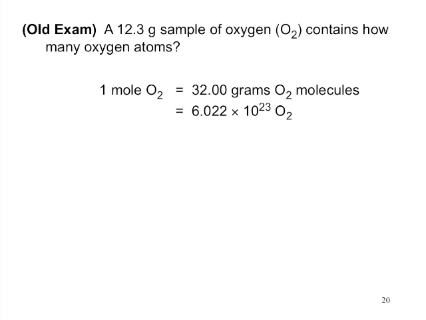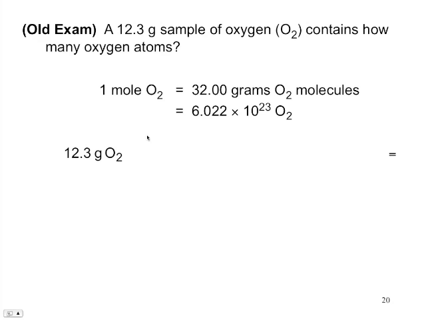So the mass of 1 mole of oxygen, if we count out 1 mole of oxygen molecules, is going to weigh 32 grams, right? Because we have 2 moles of oxygen atoms total. Each one is 16 grams. In addition, we have the definition of a mole, which is 6.022 times 10 to the 23rd oxygen molecules in 1 mole. So we begin our problem by writing out what we know, 12.3 grams, and where we're trying to get to, which is the number of oxygen atoms.